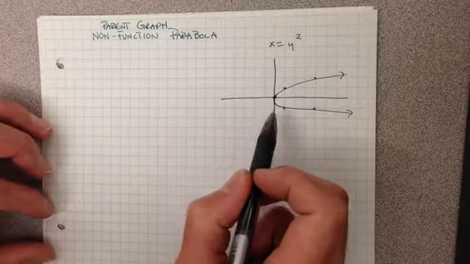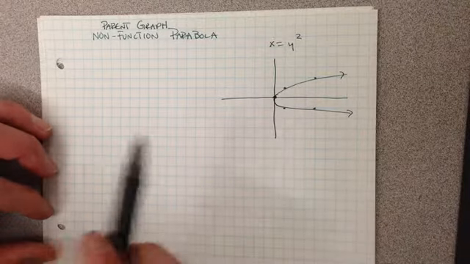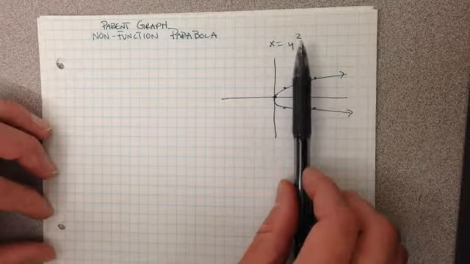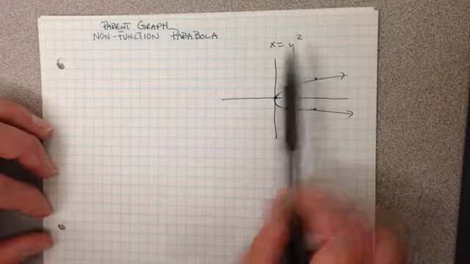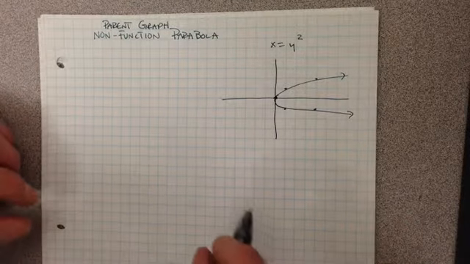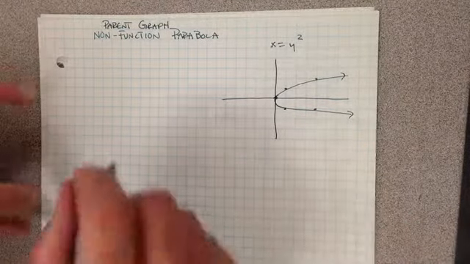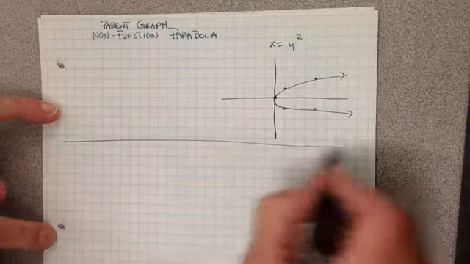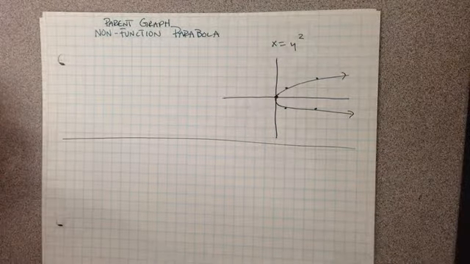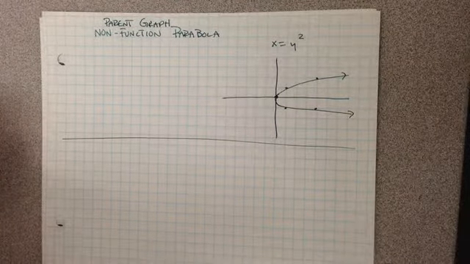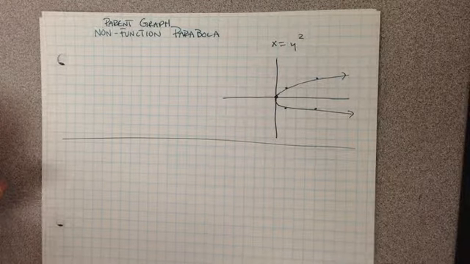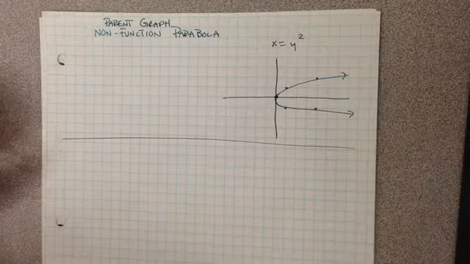These parabolas will open to the left or to the right, and it is a non-function parabola because it fails the vertical line test. Each input has more than one output. So let's take a look at some examples right here, and hopefully you have watched my parent graph of a parabola. If you do, there are a lot of similarities in our approach to this and how we're going to be dealing with it.